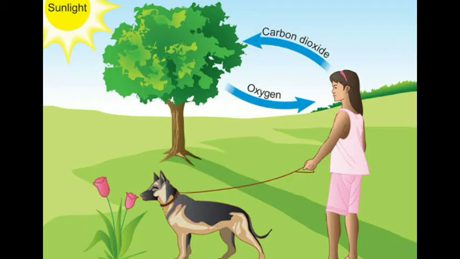So children, the oxygen gas which is given out by plants is used by humans and animals for breathing. They breathe out carbon dioxide. This way, there is balance of oxygen and carbon dioxide in the air.